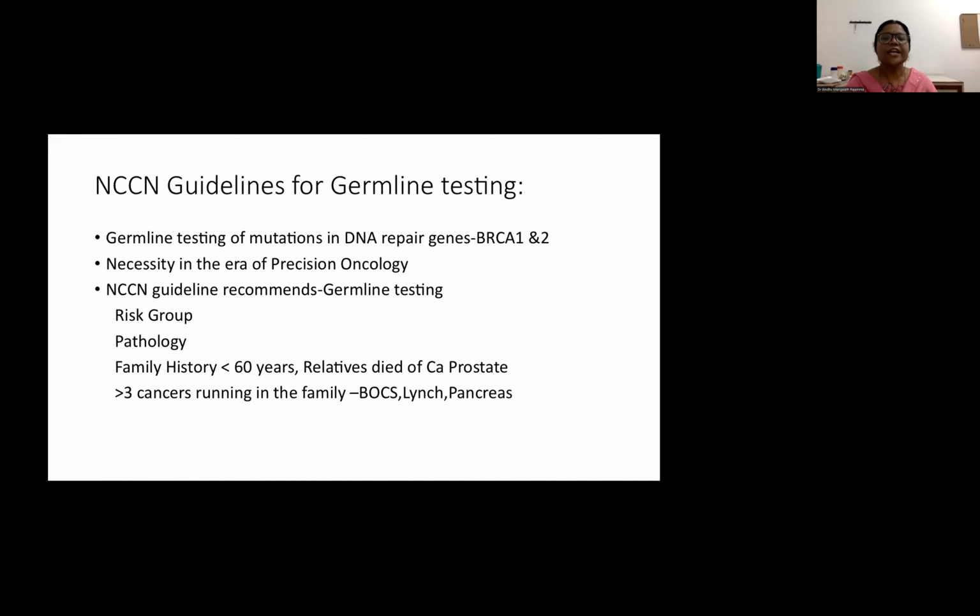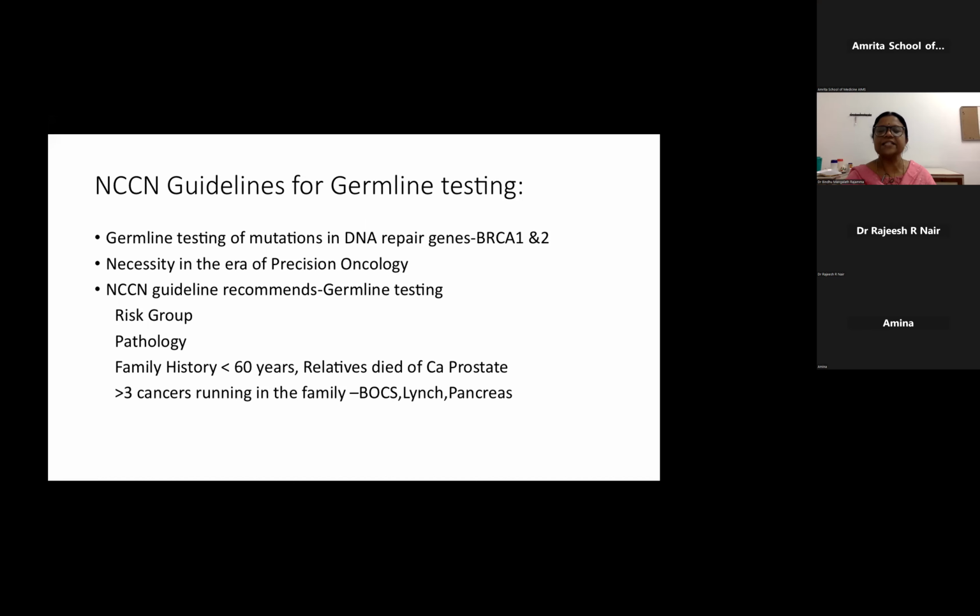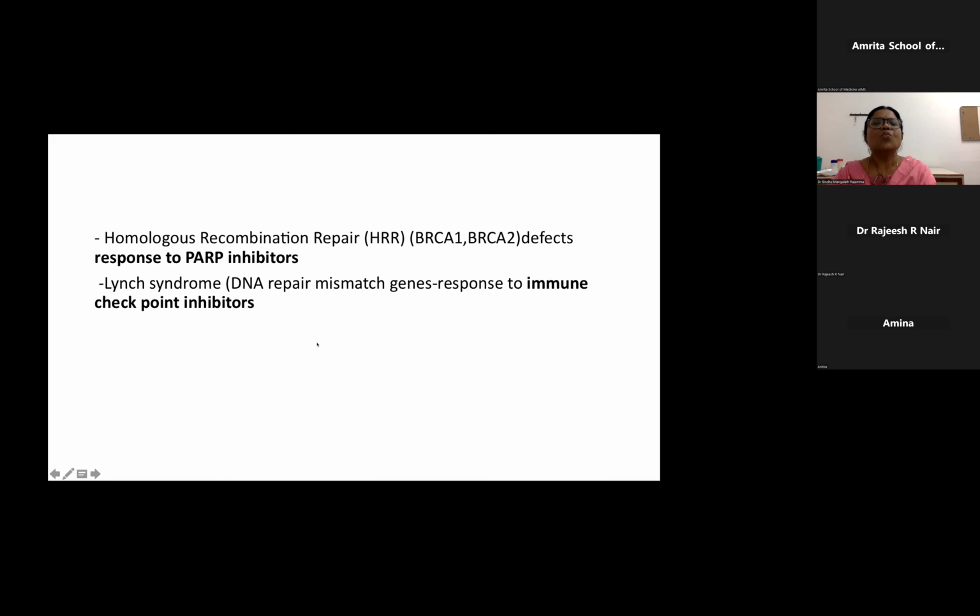And also in those individuals where there is a family history of prostate cancer, and the cancer has come in individuals less than 60 years, the immediate relatives have died of carcinoma prostate, or more than 3 cancers running in the family, that is cancer in the breast, in the sister, or in the ovary, in the sister or mother, or some Lynch syndrome associated tumors, or tumors in the pancreas. All these warrant germline testing in case of prostate cancer. So why is it important?